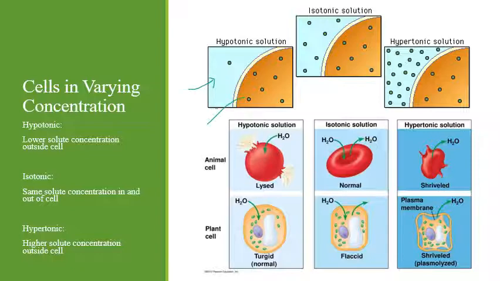So in a hypotonic solution, the concentration is lower outside of the cell than inside of the cell. And so this creates a situation where the water will try to rush into the cell. And in an animal cell, that will cause too much water to rush in and will break the cell membrane, which is also called lysed.